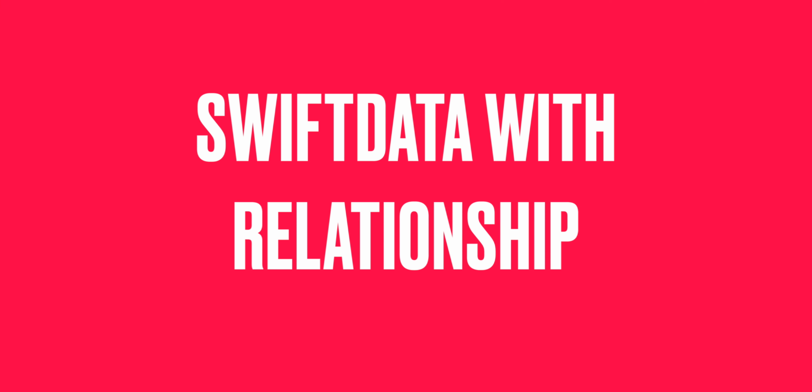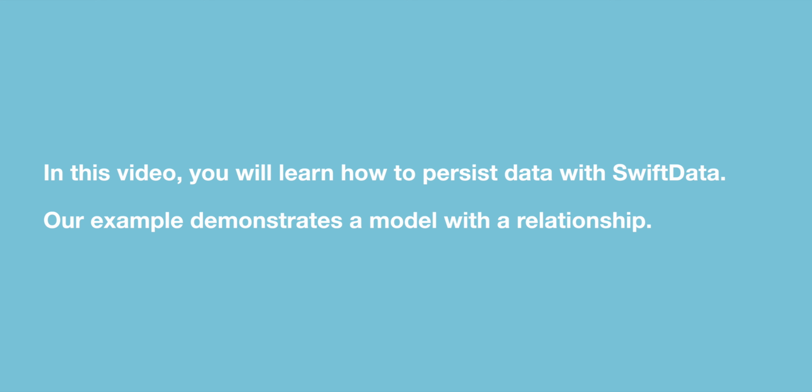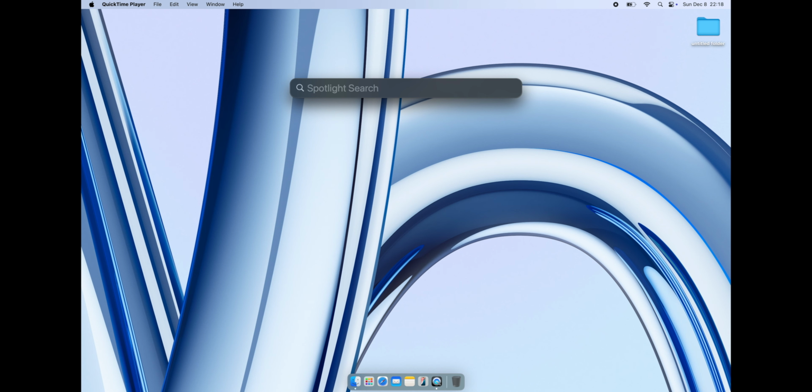Today we will be using Apple's latest data persistent framework, SwiftData. This video features a SwiftData model with relationships. To demonstrate relationships, we will be using the most popular examples, categories and products. In our model, we will showcase how to use SwiftData with relationships by having products within categories. Let's get started.